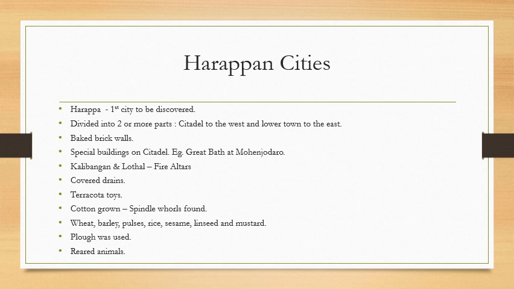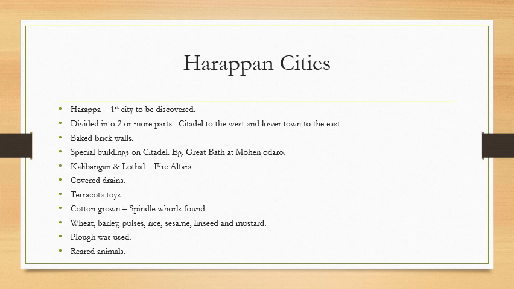In some cities, special buildings were constructed on the citadel. For example, in Mohenjo-daro, a very special tank called the Great Bath was built, which was lined with bricks coated with plaster and made watertight with a layer of natural tar. There were steps leading down to it from two sides.